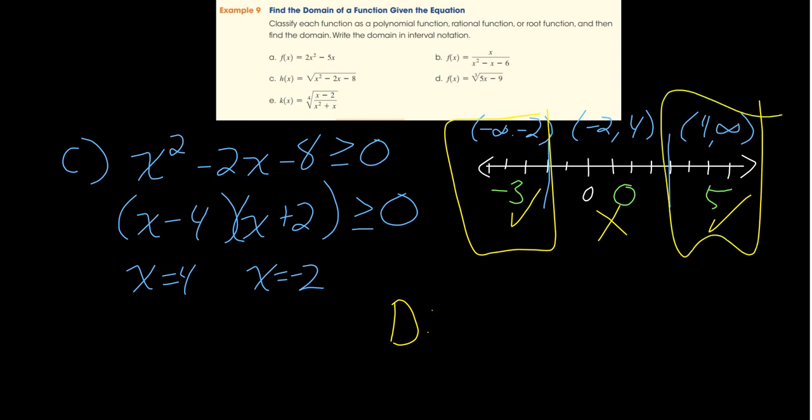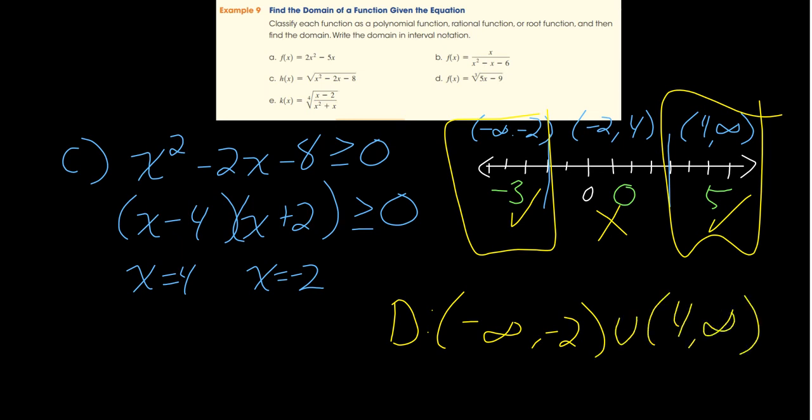It is negative infinity to negative 2 unioned with 4 to infinity. I'm going to do D, and I'm going to let you think about E, because we're running very long here. So D, what's the domain of D? Well, it is a root, but it's an odd root, isn't it? It's a cube root.